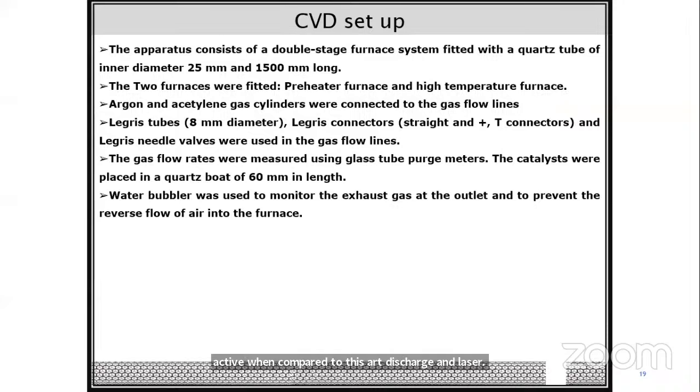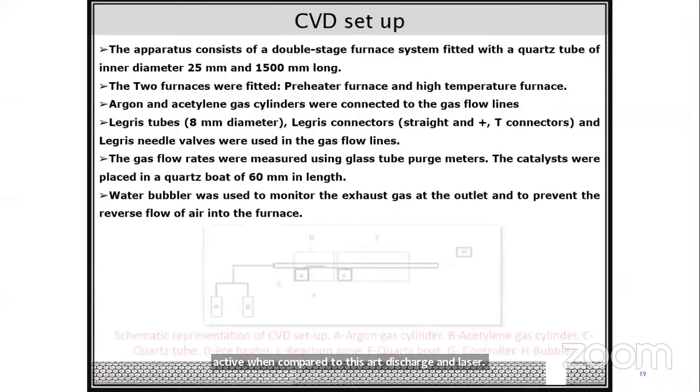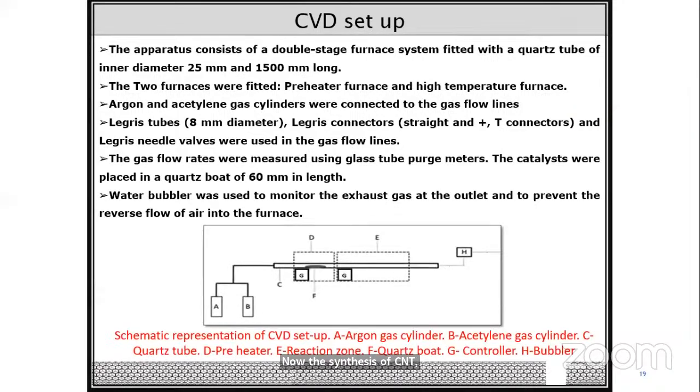Now, the synthesis of CNT. You can see the schematic representation where A and B are the cylinders. A is argon and B is acetylene gas. We normally use acetylene as the precursor because the carbon content is high in it, and you have two furnaces, D and E. D is a preheater and E is a high-temperature furnace.